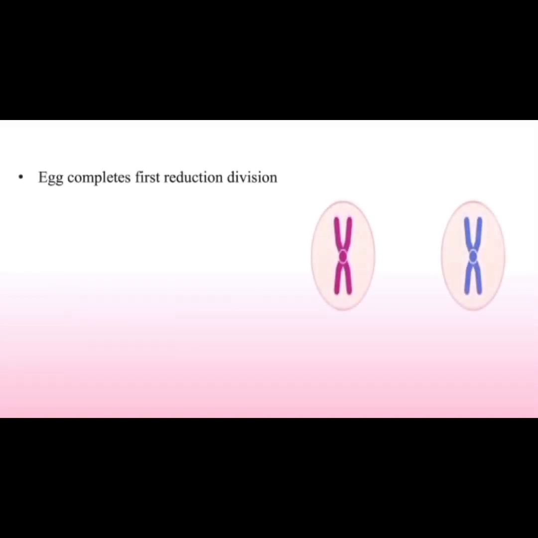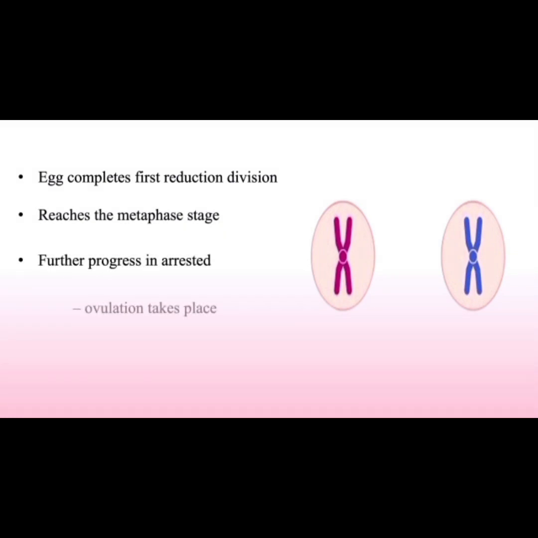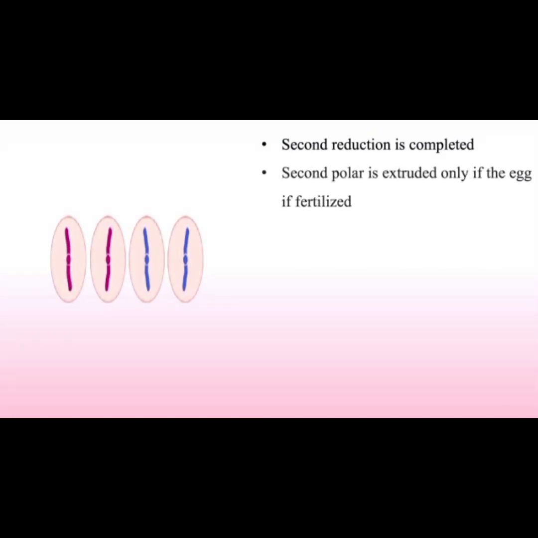The egg completes its first reduction division in the ovary and reaches the metaphase stage of the second meiotic division. In this stage, all further progress is arrested, ovulation takes place, and the egg may become fertilized. The second reduction division is completed and the second polar body is extruded only if the egg is fertilized by the spermatozoon or activated in some other way.